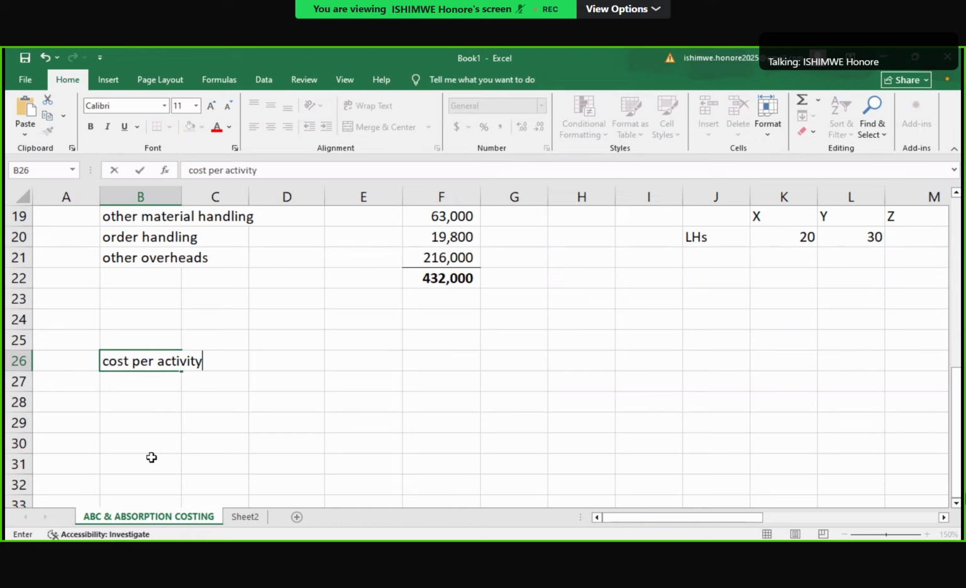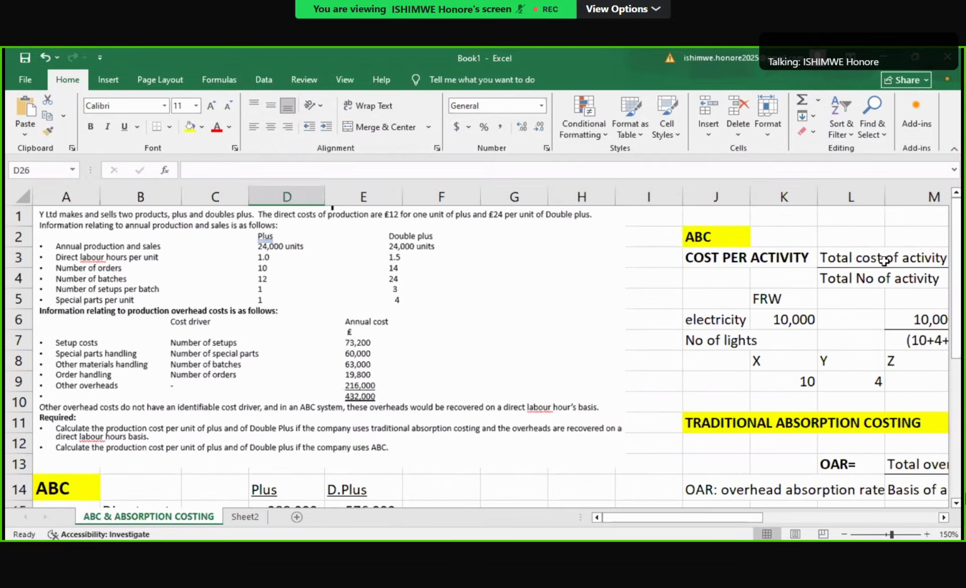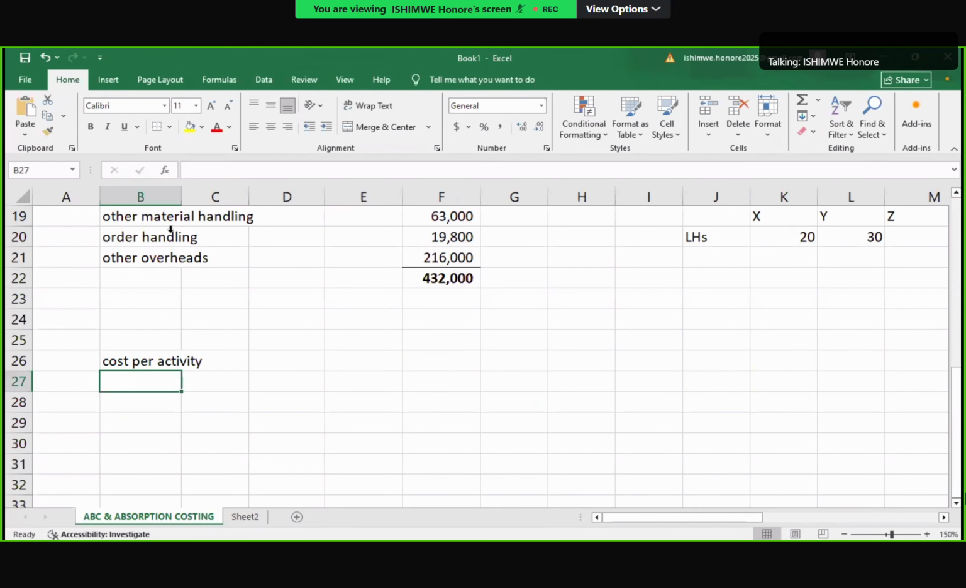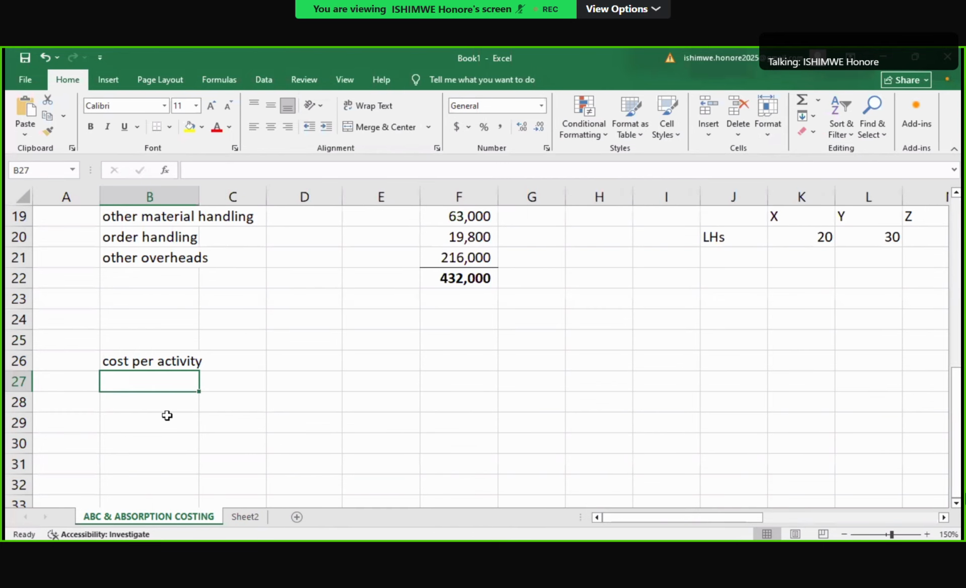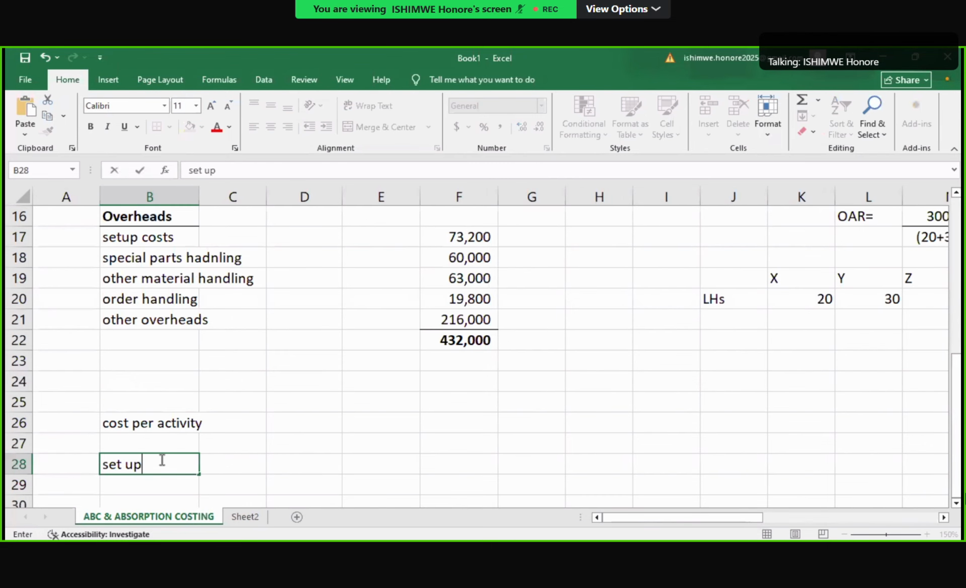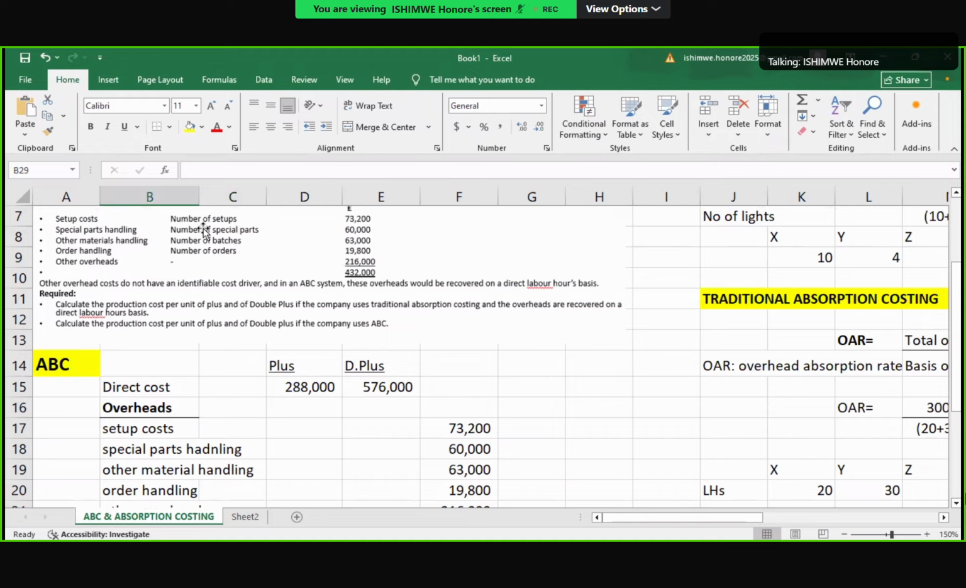What is our cost per activity? We said the formula, look here: total cost of activity over total number of activities. So for our cost per activity, let's start with setup cost. Okay, this is setup cost. Cost per activity, you are going to determine the cost of this setup cost. It is this 73. Then the total number of activities. I know that the cost driver of this setup is the number of setups.